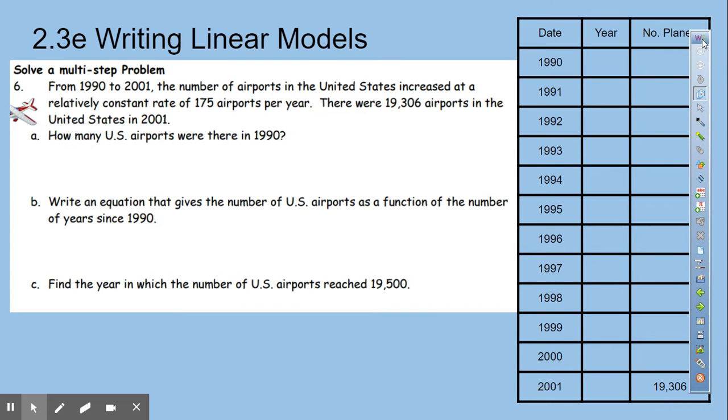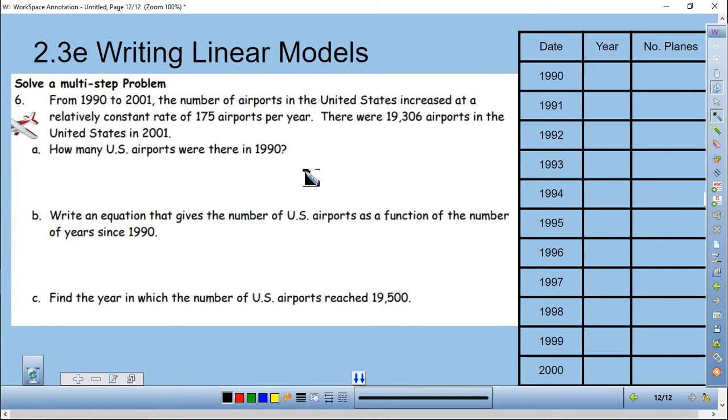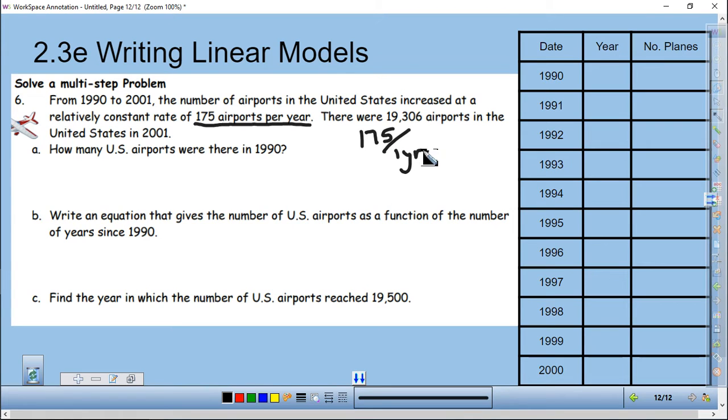So let's look at this problem. We're going to use what we know to solve and do what it asks us to do. From 1990 to 2001, the number of airports in the United States increased at a relatively constant rate of 175 airports per year. There were 19,306 airports in the U.S. in 2001. So let's stop there and see what we know. I know that I have a constant rate here because it tells us a rate of 175 airports per 1 year. That is my slope, m.